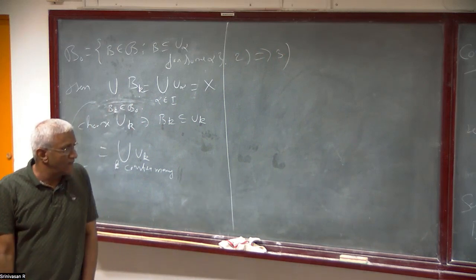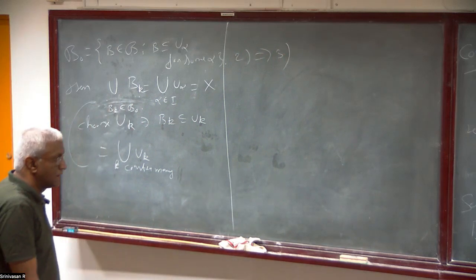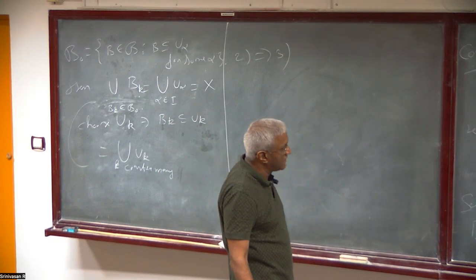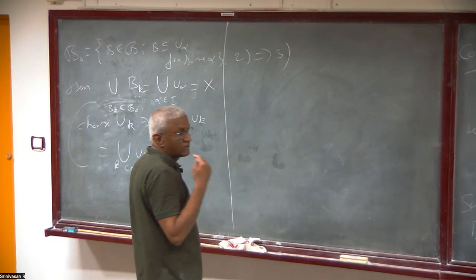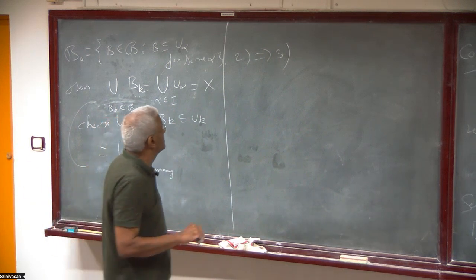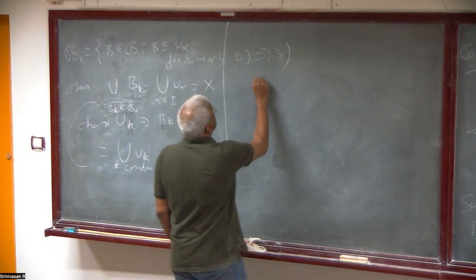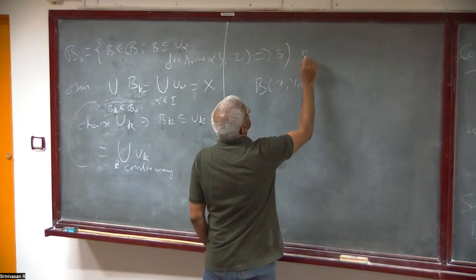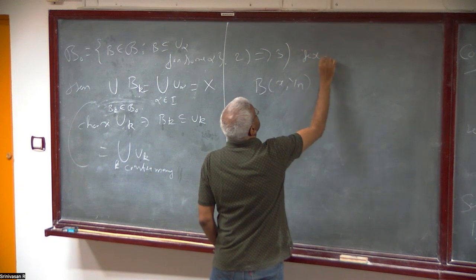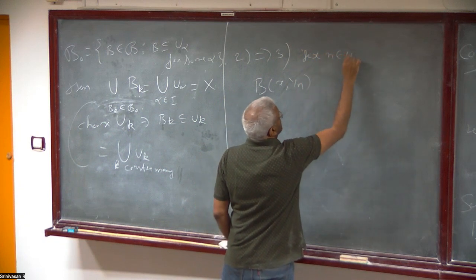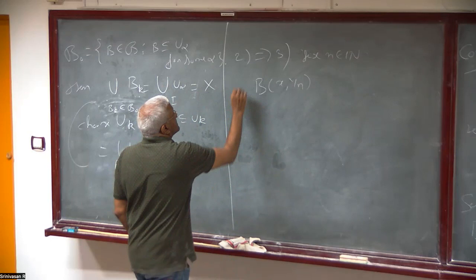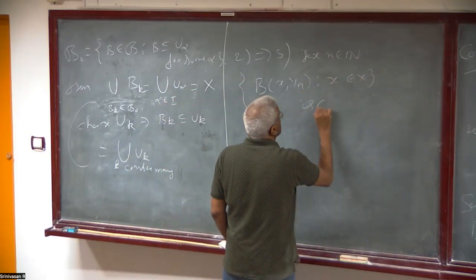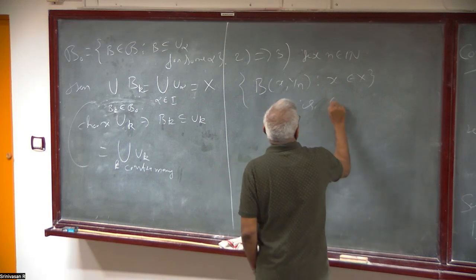So 2 is every open cover has a countable subcover. Then you want to prove that it is separable. So you have to produce a countable dense subset. So notice that B(x, 1/n), n is fixed. N is fixed, B(x, 1/n), and x is in X. Is that a cover? Is an open cover.